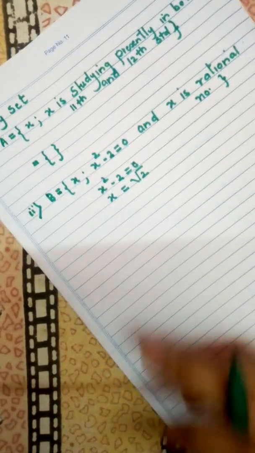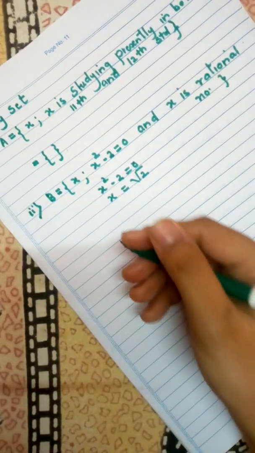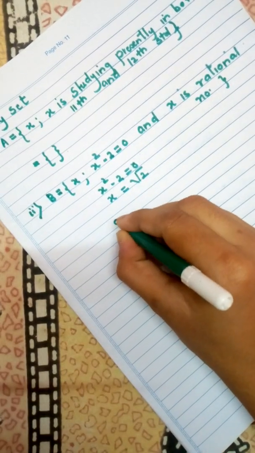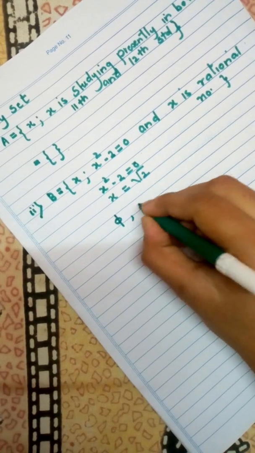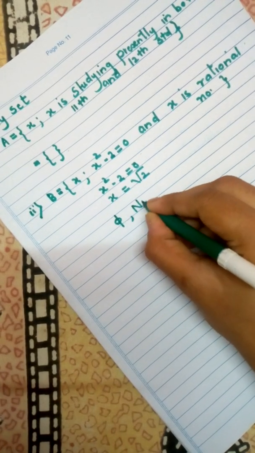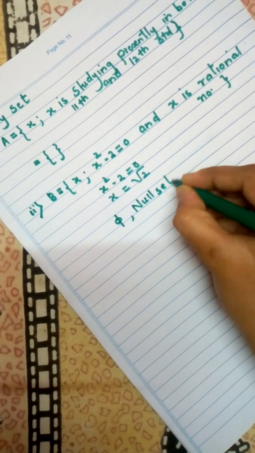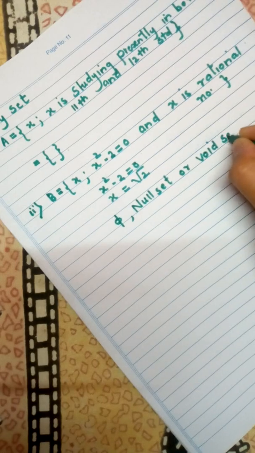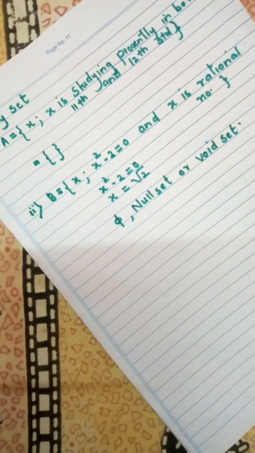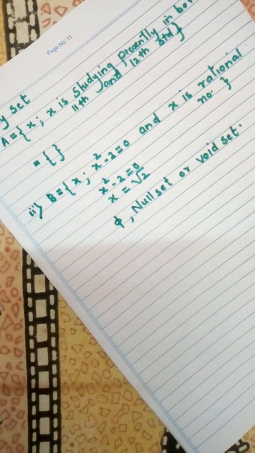Now this empty set is denoted by the symbol phi. Empty set is also known as a null set or void set. So this was about the empty set.